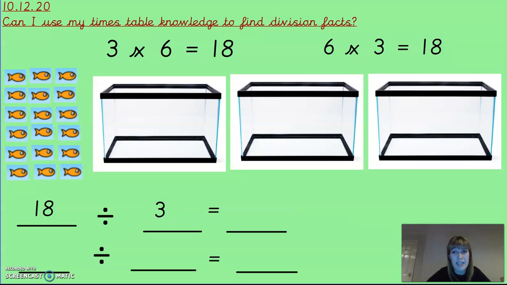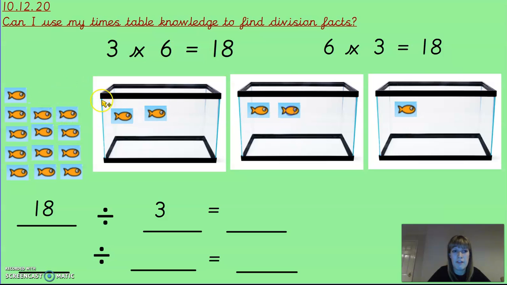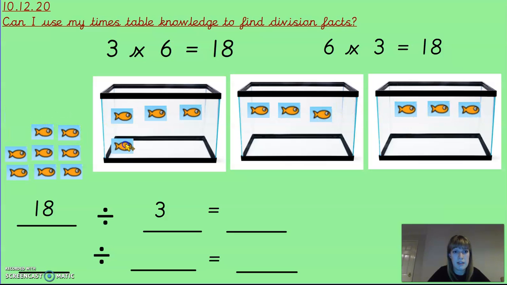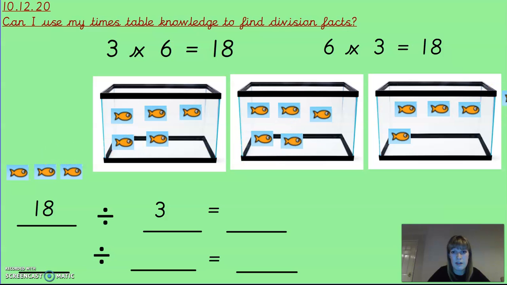Some of you might already guess that. But I'm going to move the fish equally into each tank and you can count along with me. 1, 2, 3, 4, 5, 6, 7, 8, 9, 10, 11, 12, 13, 14, 15, 16, 17, 18. Oh good, I've definitely had 18 fish there.